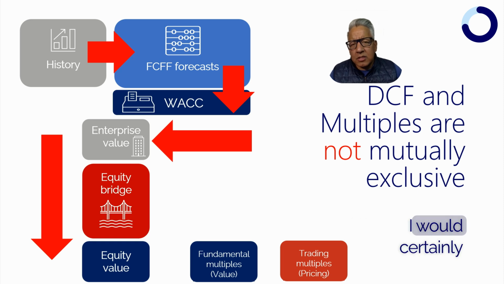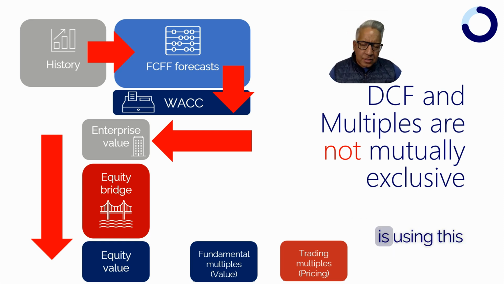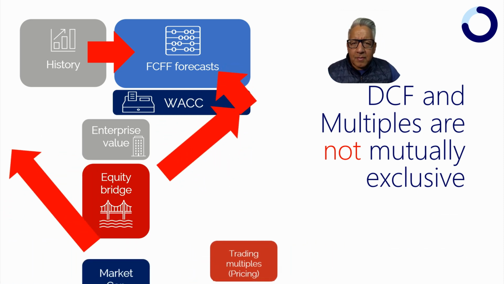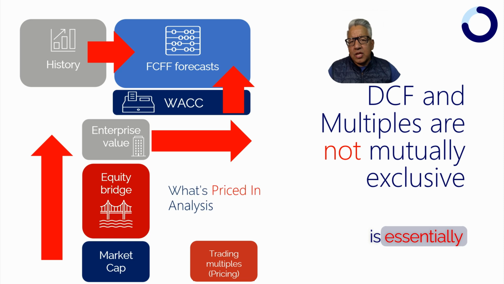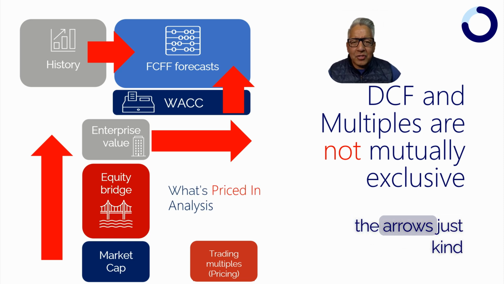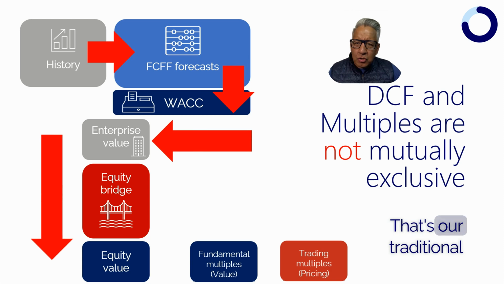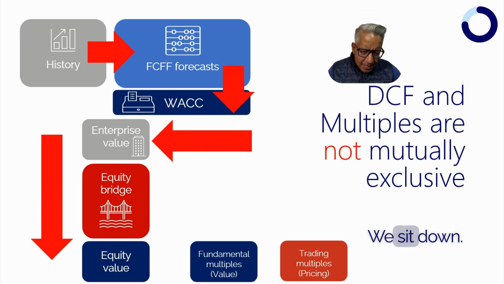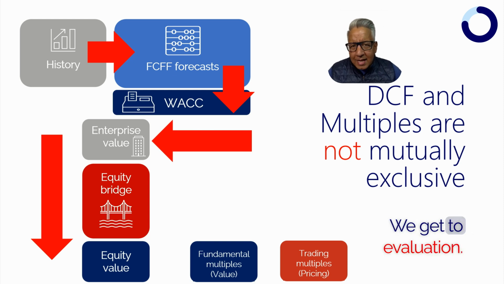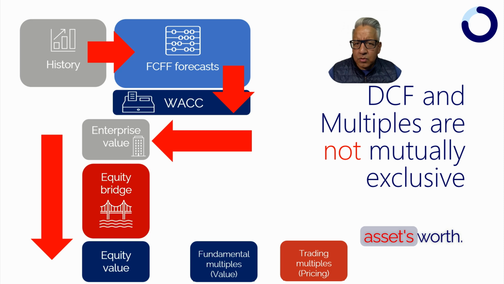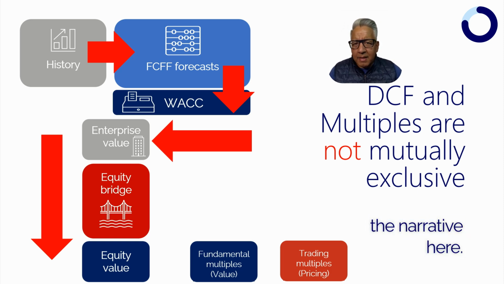Now, the other thing I would certainly consider doing is using this model and running it in reverse. What I mean by this is essentially running what's priced in analysis. Now, you saw the arrows just flip there. I'm going to go backwards again. That's our traditional approach to a DCF. We sit down, we forecast what we think is going to happen. We get to a valuation we think that asset's worth. Now, the flip side here, just watch the arrows, watch a little bit of the narrative here.